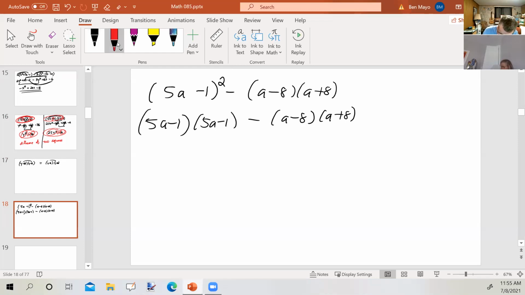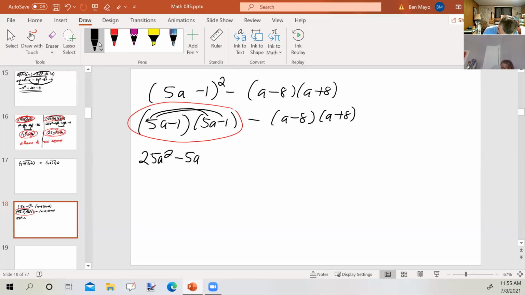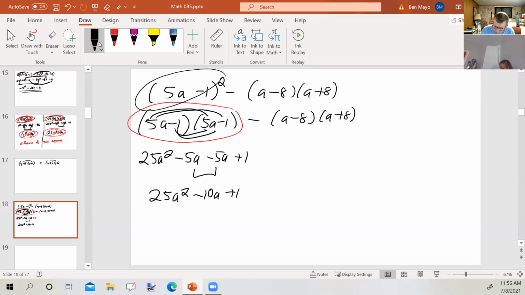So I'm going to multiply these two together first, which is going to give me 25a squared minus 5a minus 5a plus 1, negative 1 times negative 1, positive 1. Combining like terms, 25a squared minus 10a plus 1. Okay, so that's that first product.